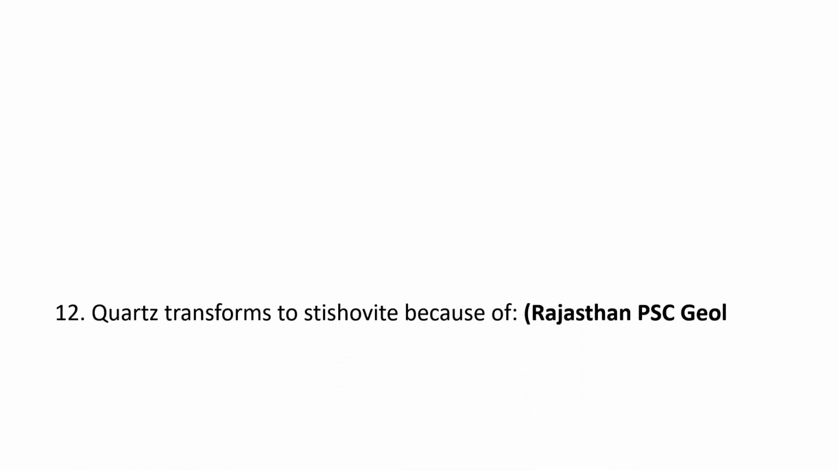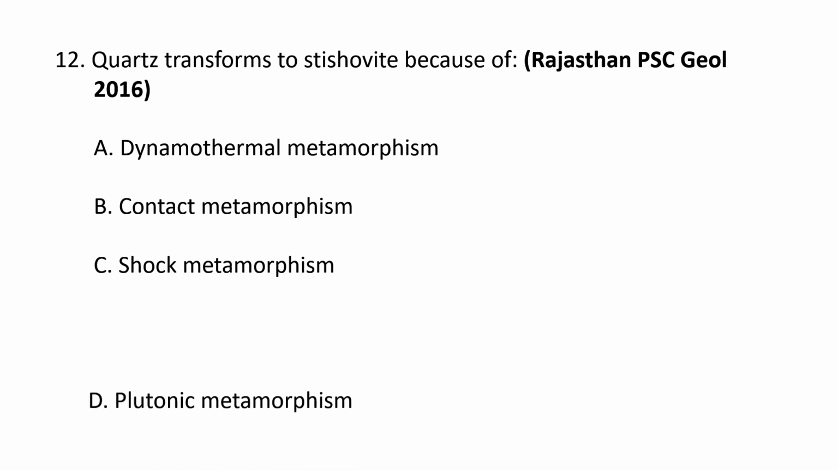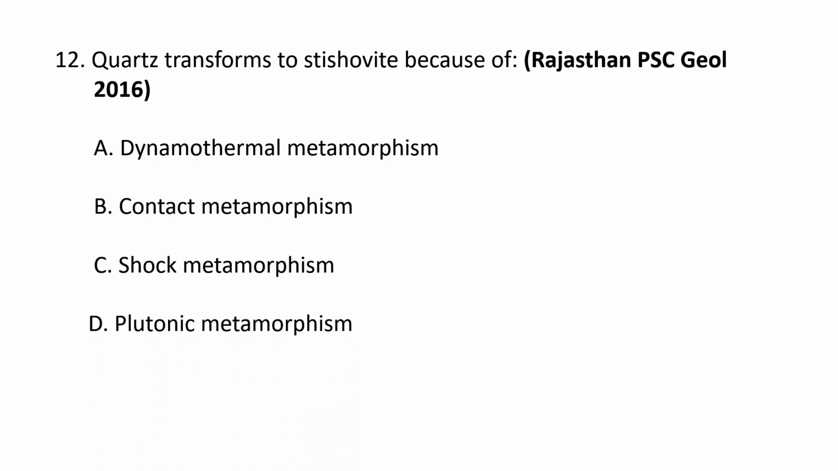Next question. Quartz transforms to stishovite because of A. Dynamothermal metamorphism, B. Contact metamorphism, C. Shock metamorphism, and D. Plutonic metamorphism. So the correct option is shock metamorphism. This is also known as the impact metamorphism or shock wave metamorphism.